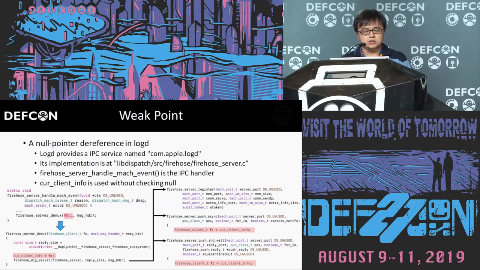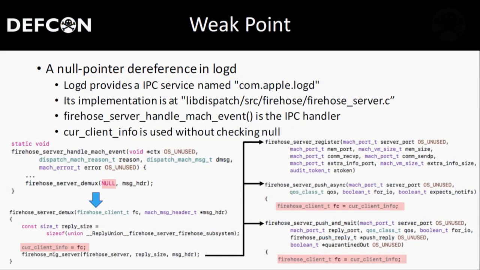So where is this vulnerability? Logd provides an IPC service called com.apple.logd. This IPC service is implemented in the source code firehose_server.c. In the source code, we can find that firehose_server_handle_mach_event is the IPC handler. From this handler, it calls firehose_server_demux. And demux dispatches the IPC request to different methods, including firehose_server_register, firehose_server_push_async, and firehose_server_push_and_wait. During this process, it creates a global variable called current_client_info.